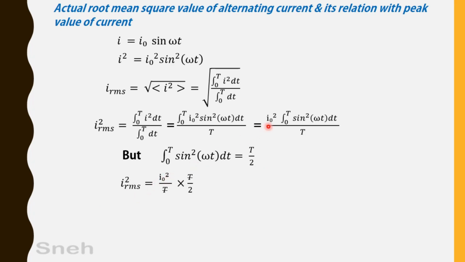कहां से आया, यहां से आया, T यहां से आया, और integration of sine square omega t dt, T by 2 यहां से आया. हमने सब सब्स्टिट्यूट कर दिया. अब ये T गया और ये भी T गया, तो बचा क्या है, I0 स्क्वायर divided by 2. And what I am doing, I am taking its square root now, because यहां तक तो हमने किया, लेकिन ये जो हमने छोड़ दिया था उसको छोड़ना तो नहीं है हमें, तो फिर हमें लेना है.